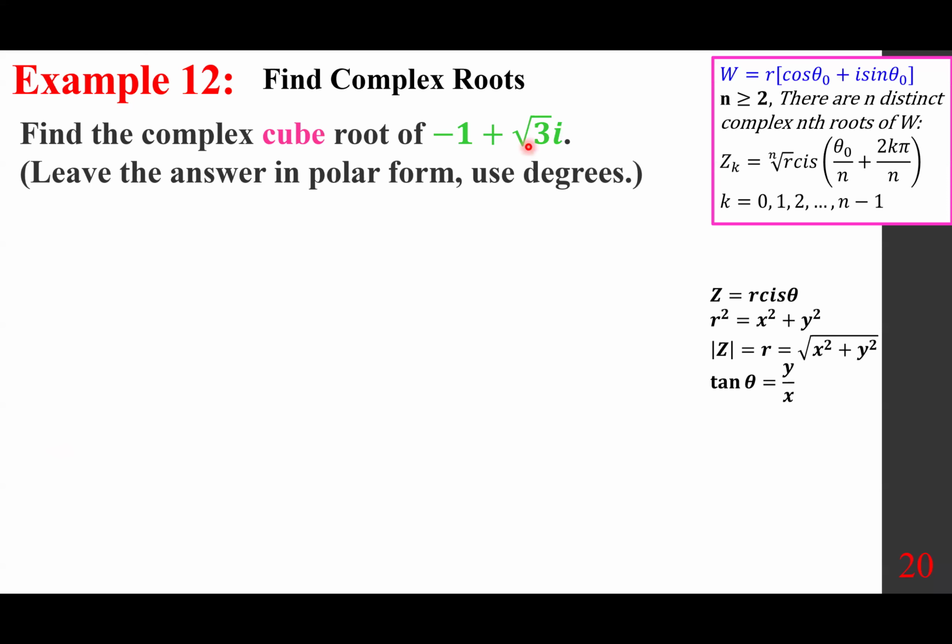So the first thing is to write this in polar form. So we need the r, which is the square root of x squared plus y squared. So -1 quantity squared, plus square root of 3 quantity squared. This is 1, this is 3, and it becomes 4, and therefore comes out as 2. So this is negative, and this is positive, the second quadrant.